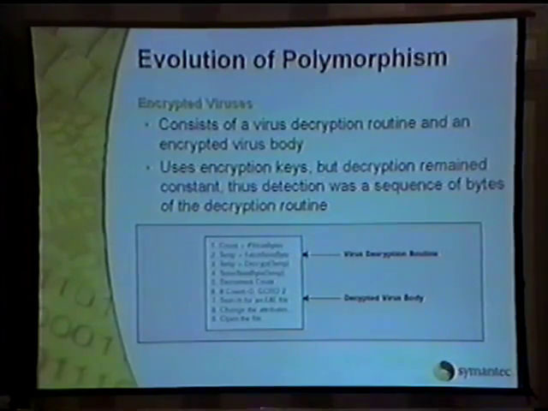The encrypted viruses also consist of a decryption routine and an encrypted body. It uses decryption keys, but the decryption routine remains constant. So with that decryption routine, antivirus vendors were able to detect a sequence of bytes in it and be able to alert on that particular virus.